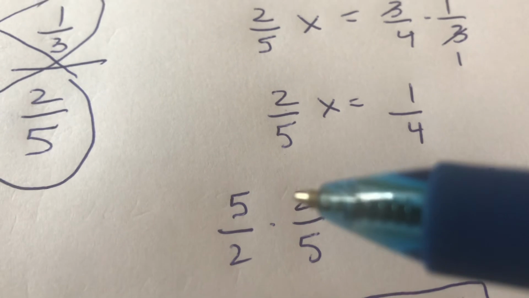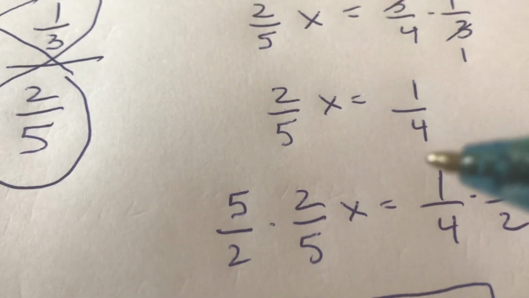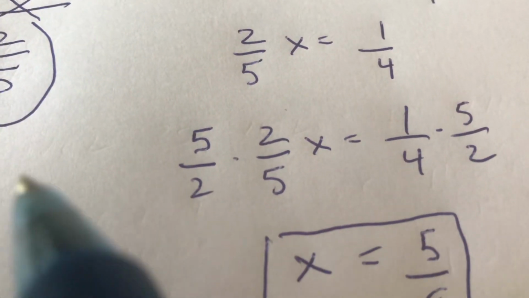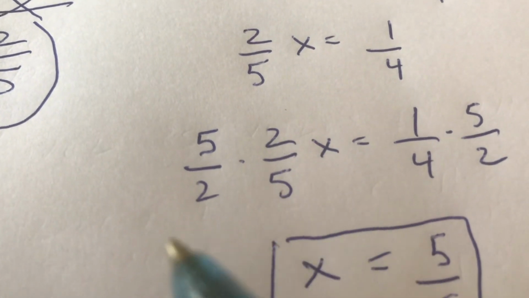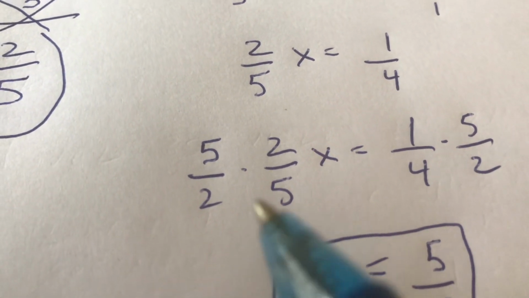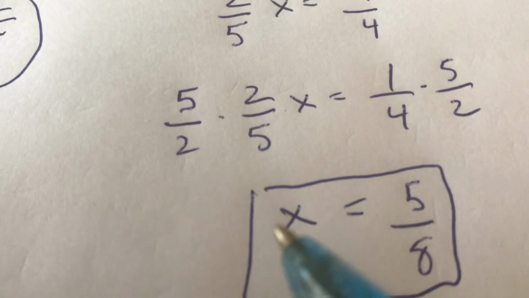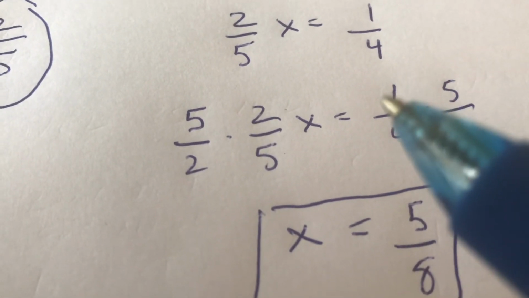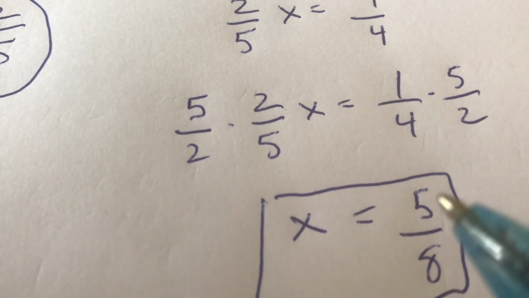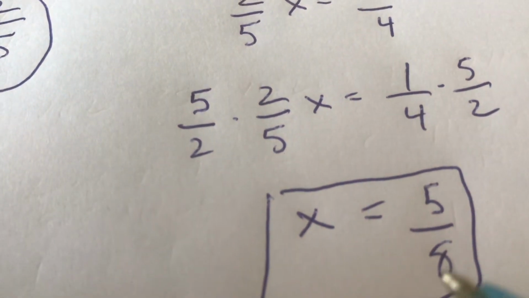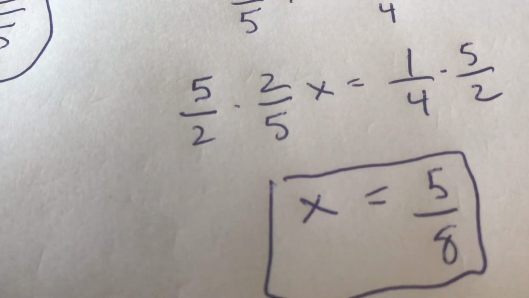What you would do to one side of an equation, you have to do to the other. Well, the 5/2 times 2/5, when you multiply reciprocals, it always equals 1, and 1 times x is just x. And on the right side, you multiply the top times the top, 5, and the bottom times the bottom, 8. Kind of easy problems.